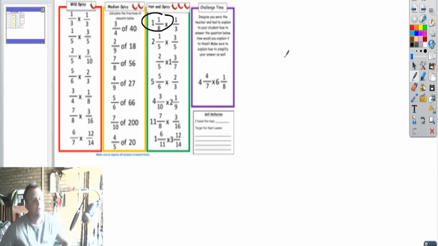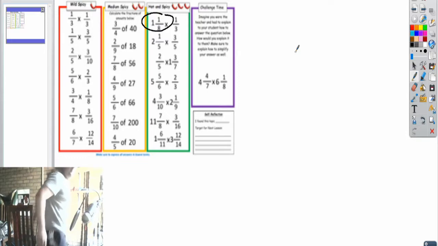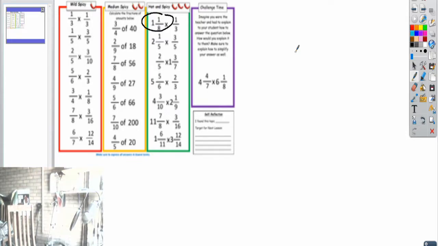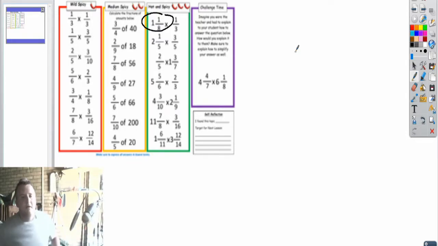Now the mixed numbers, you have to have an understanding. Sorry, excuse my creaking door. I might actually go and quickly fix it. Ready to go? Okay.